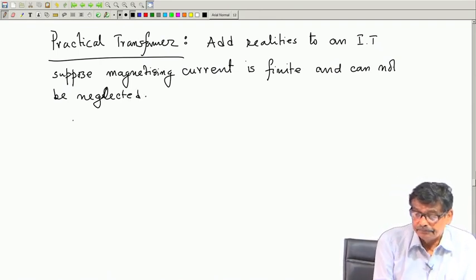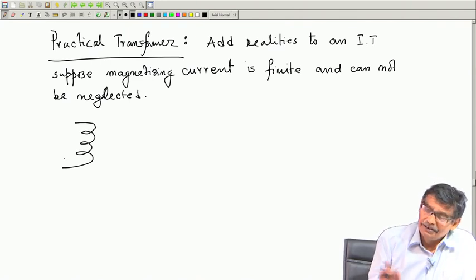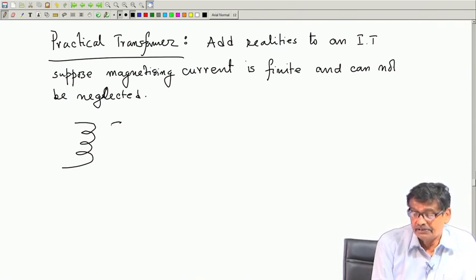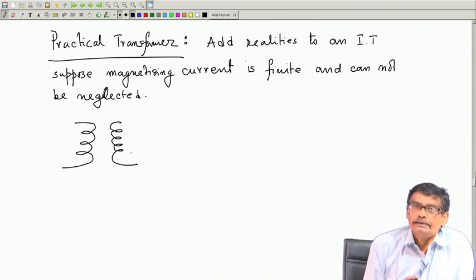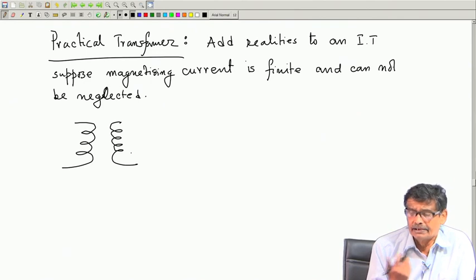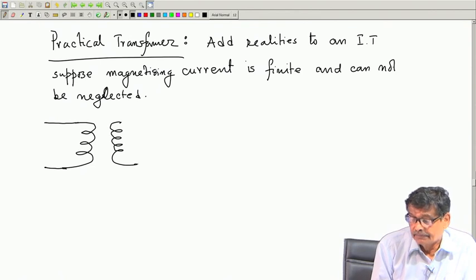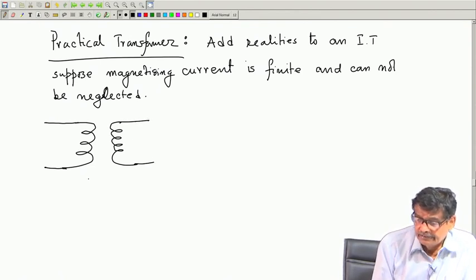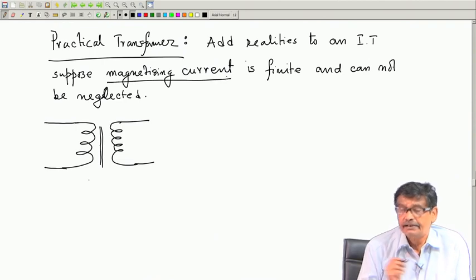What I mean by this? This is somewhat a practical transformer, still a lot of ideal qualities are present, still resistances are neglected, core loss is not there, but I am only saying the core material has a finite mu r value. So, magnetizing current cannot be neglected, and I want to model it. So, this is a somewhat practical transformer having a finite magnetizing current.